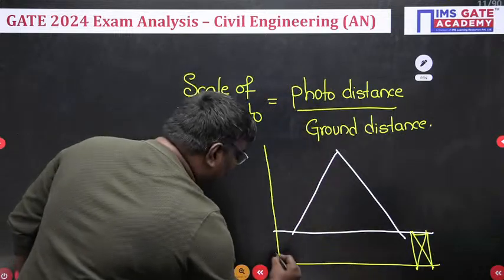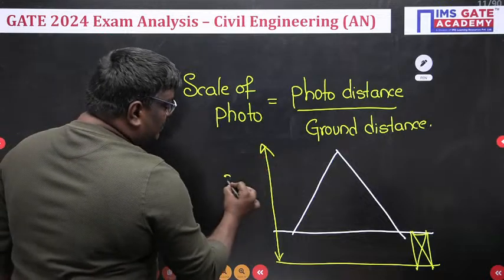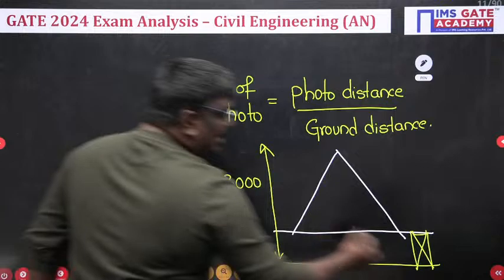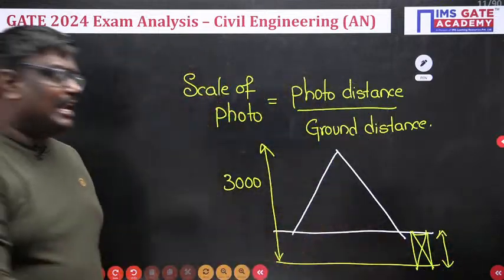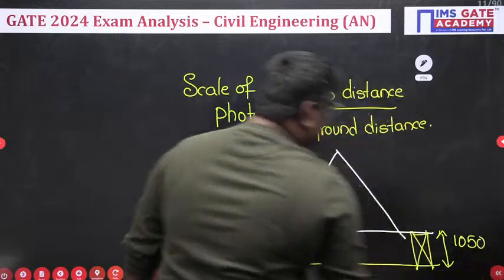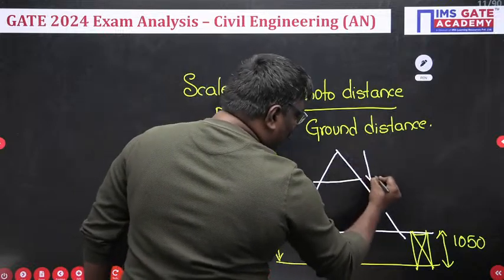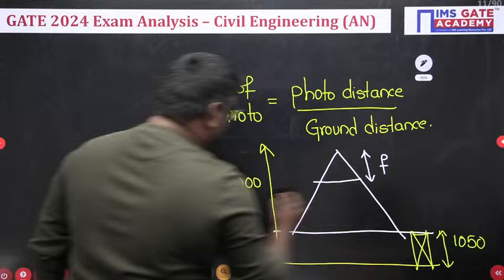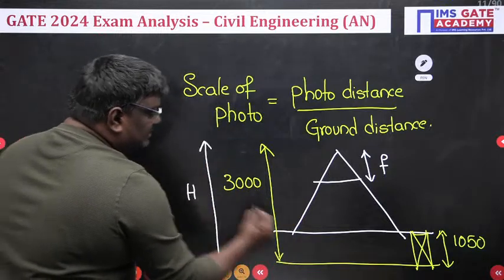Here the flying height is given as 3,000 meter, and the height of the terrain is at an elevation of 1050 meter. He is asking what the focal length is. This is called the focal length, and this is the flying height, capital H, and we represent the terrain height as small h.